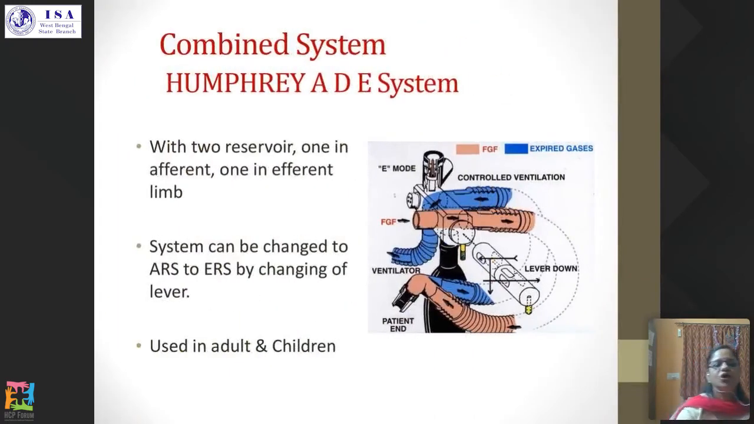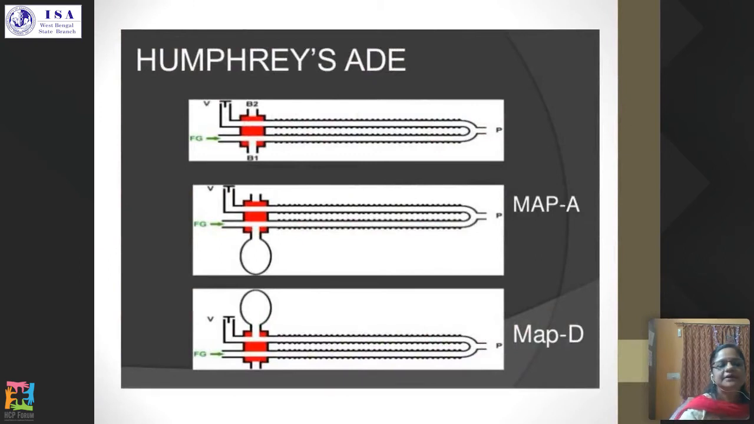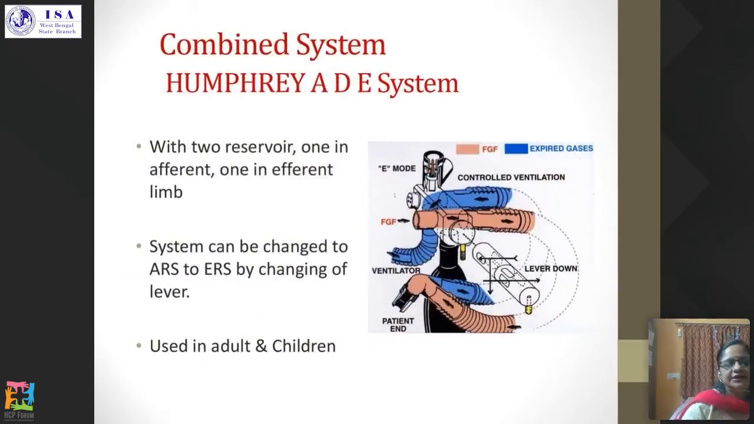Now there is a combined system, the Humphrey ADE system. In the Humphrey ADE system, it has two reservoirs, one in the afferent and one in the efferent limb, and the system can be changed from A to D or E by changing the lever. This is the lever, and it is used in adults and children.